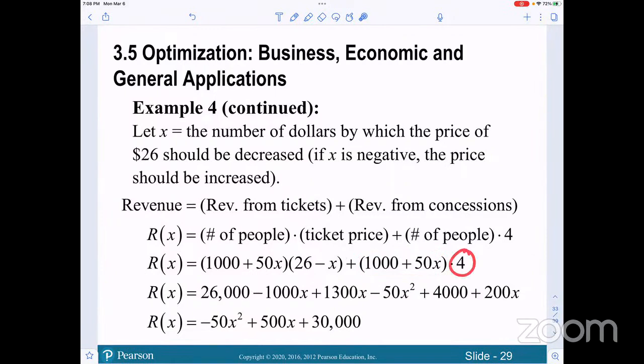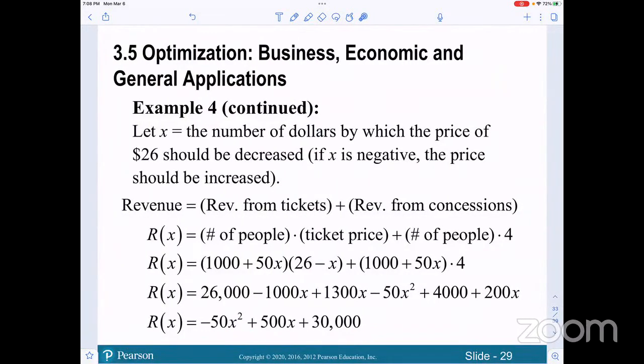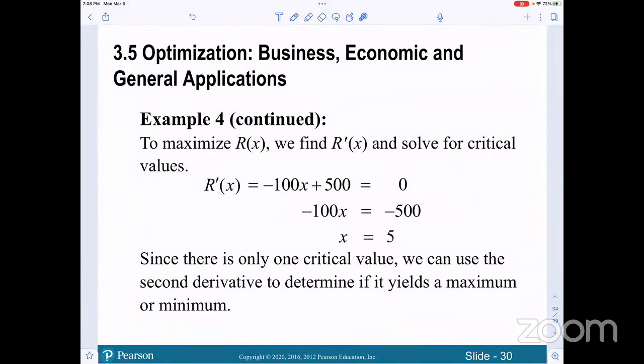So then we expand this out all the way, and ultimately you'll get here. If we want to maximize the revenue, the hardest part is going from here to here. But once we get that, to maximize the revenue we often take the derivative and set it to 0. R prime set to 0, we get x equals 5.